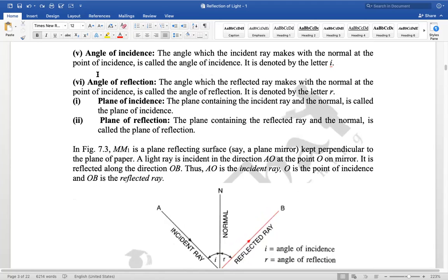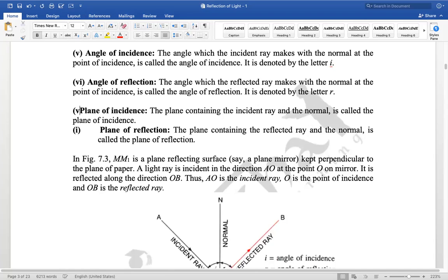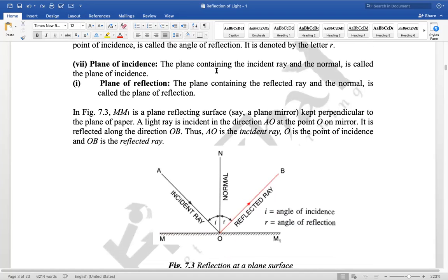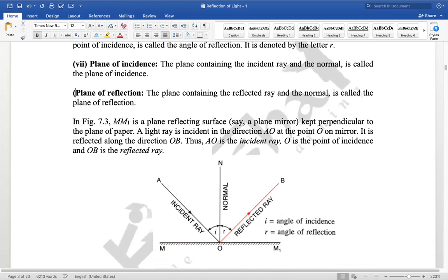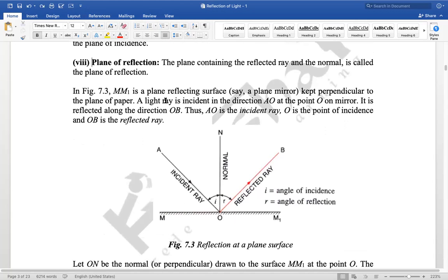So the angle which the reflected ray makes with the normal at the point of incidence is called the angle of reflection. It is denoted by letter R. Then we have plane of incidence. The plane containing the incident ray and the normal is called the plane of incidence. Then we have plane of reflection. So the plane containing the reflected ray and the normal is called the plane of reflection.